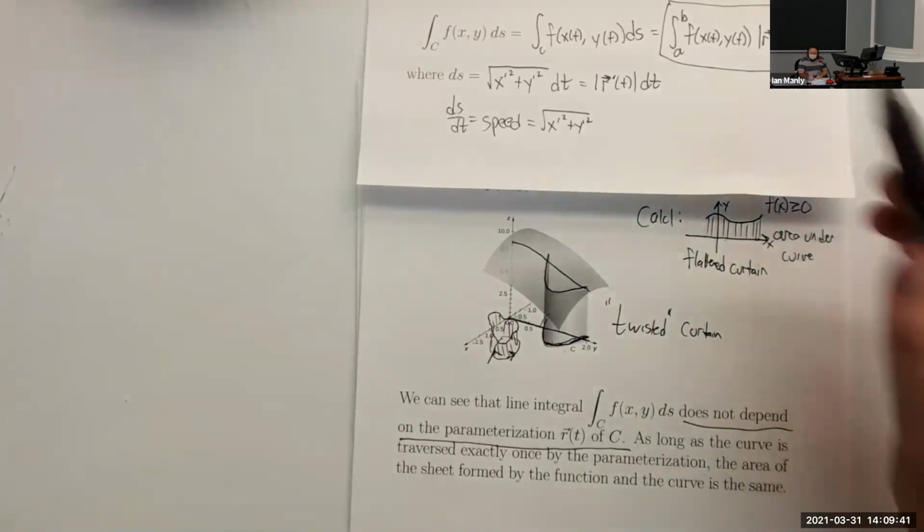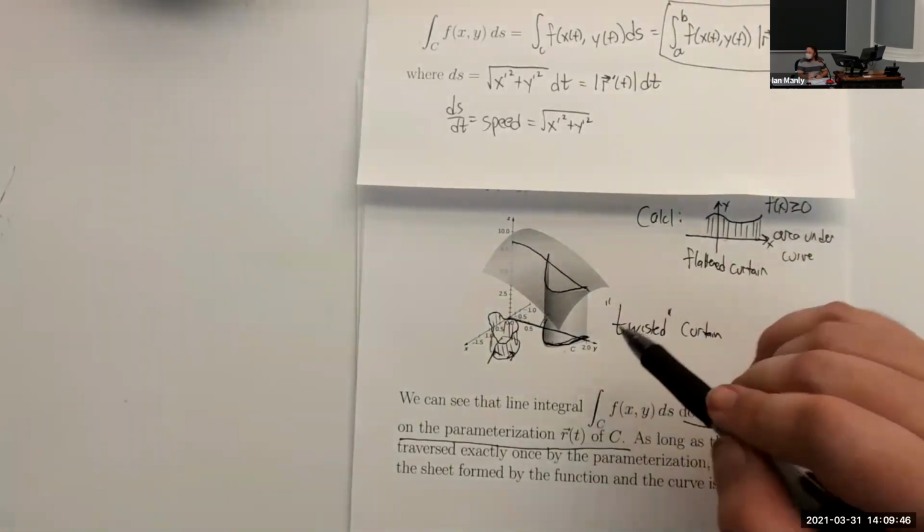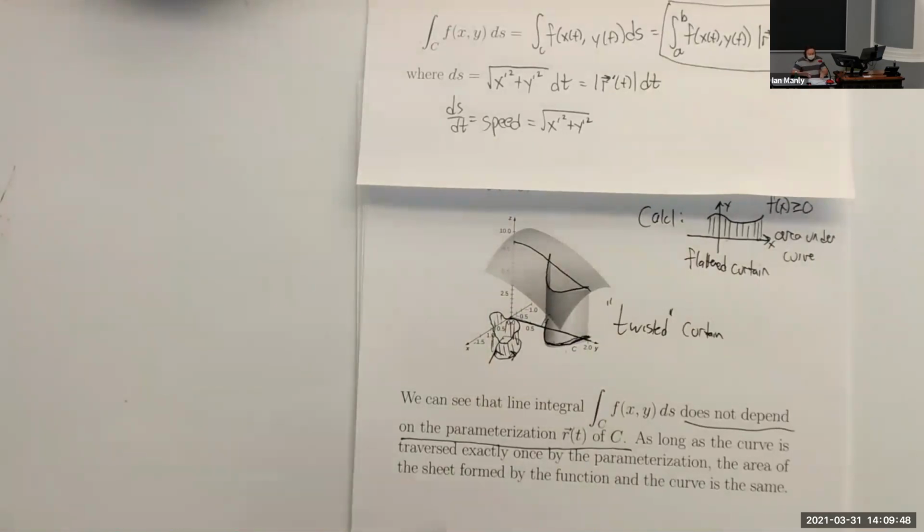It's not going to matter in the evaluation of these integrals, but the type of path we use will matter later. Yeah, different paths will end up mattering later, but not for evaluating these integrals.